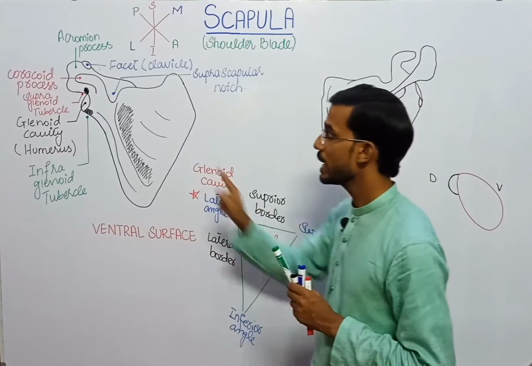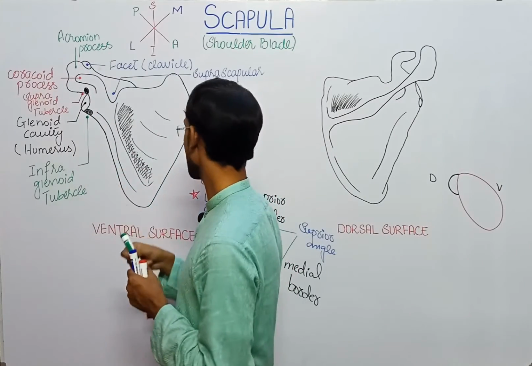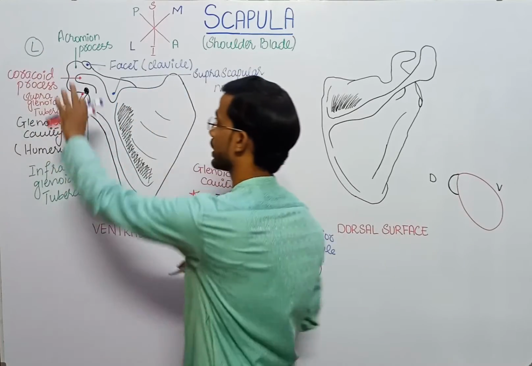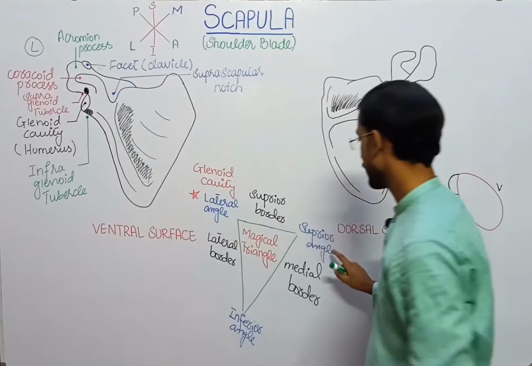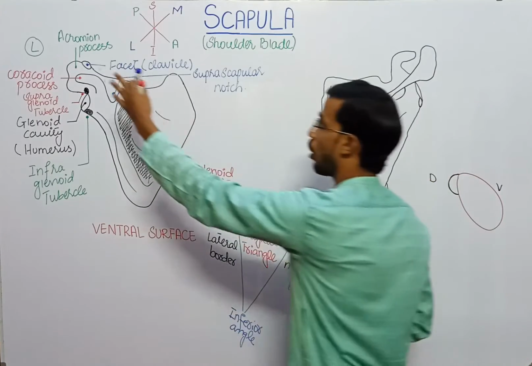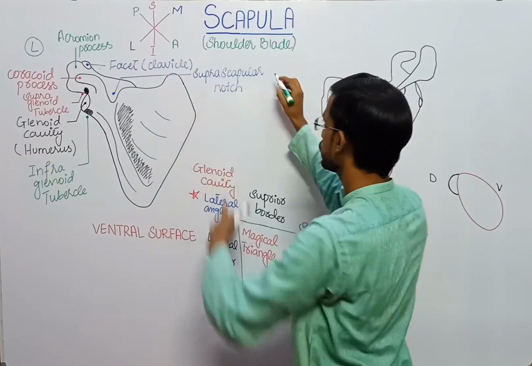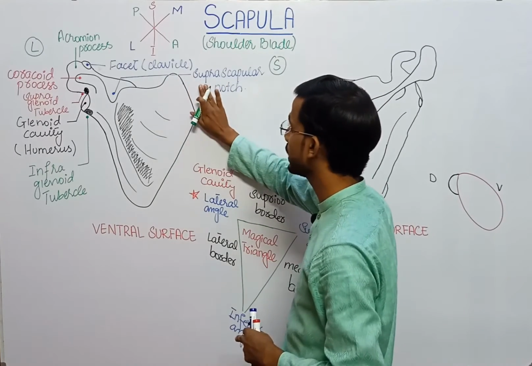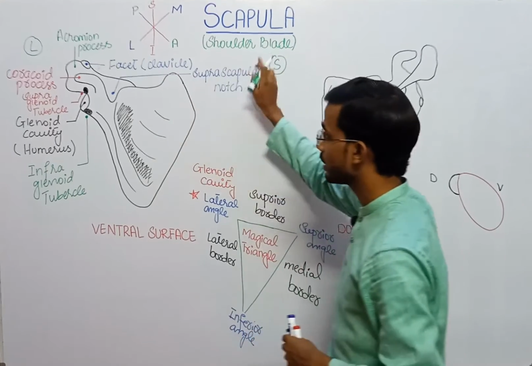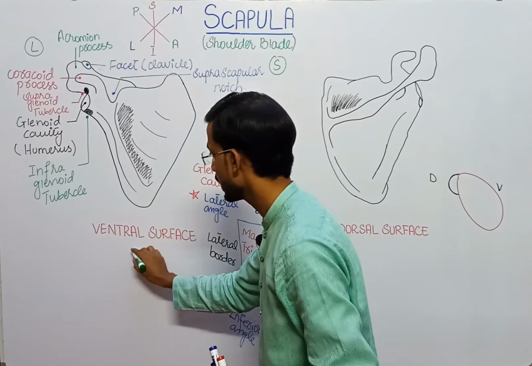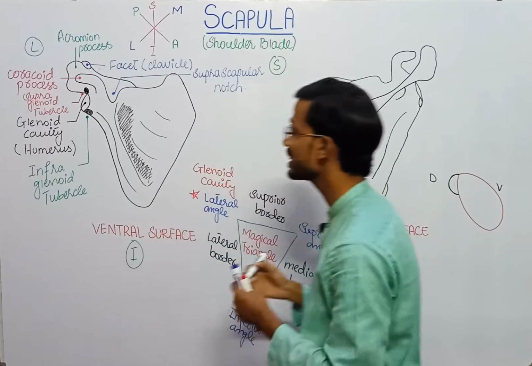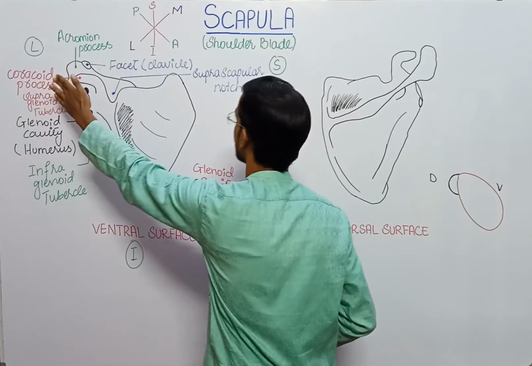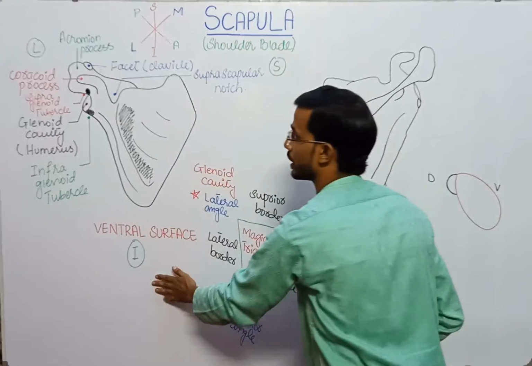As we have discussed the magical triangle, we take the lateral angle as reference, and at the lateral angle the glenoid cavity is present. Here is the glenoid cavity and we take it as the lateral angle. So this is the lateral angle side. Opposite to that is the superior angle, this angle here. And that is the inferior angle. So these are the three angles of the scapula: lateral, superior and inferior.